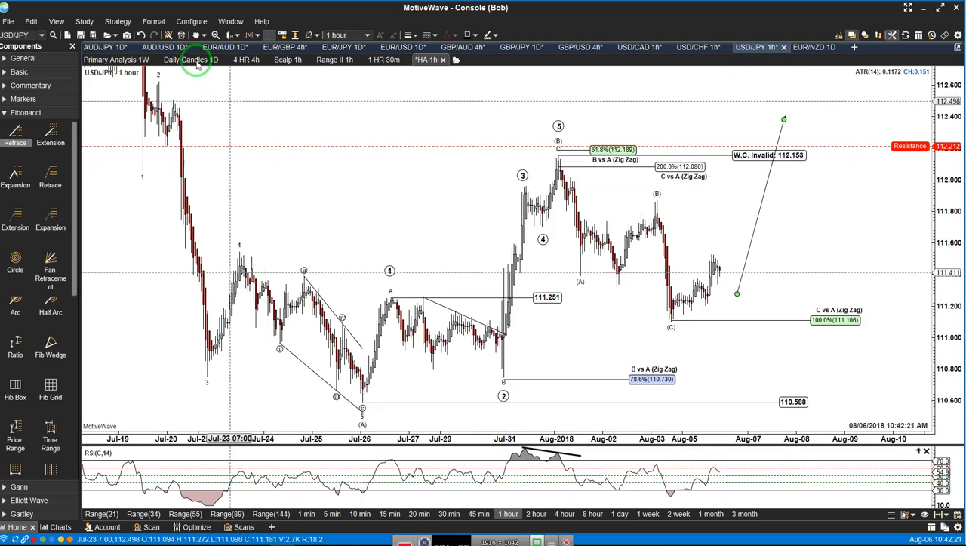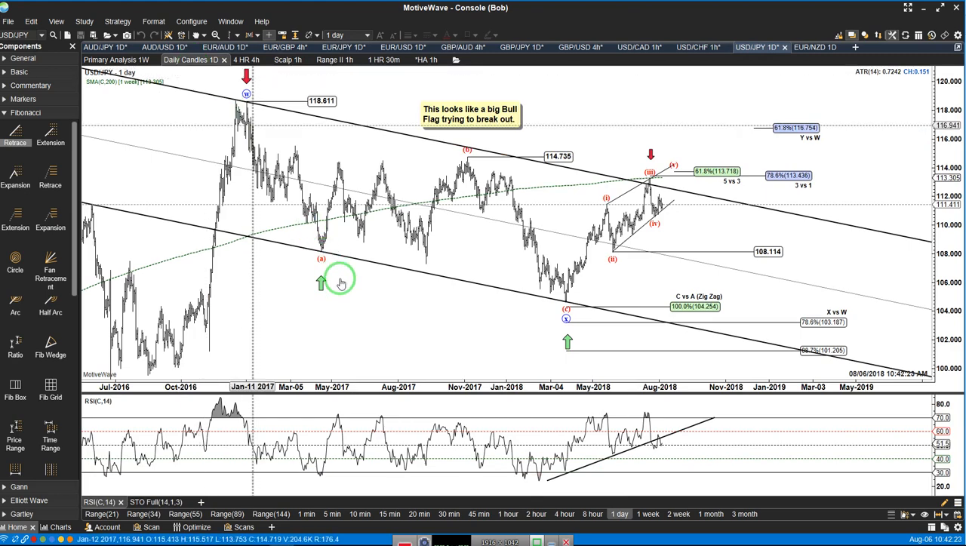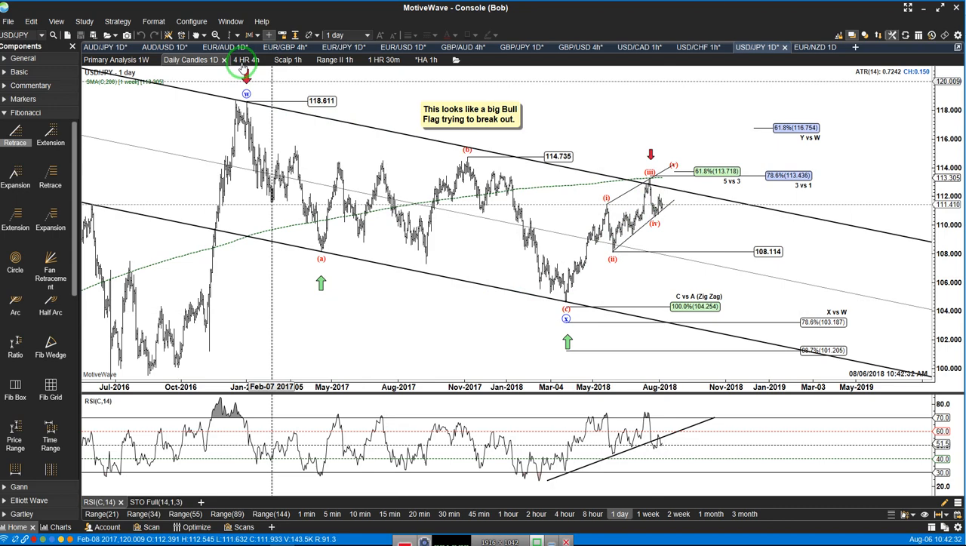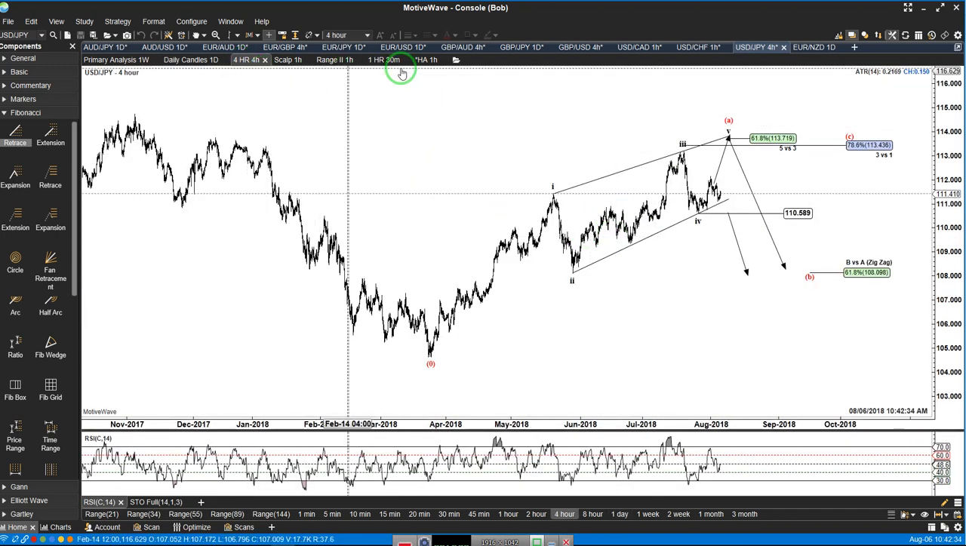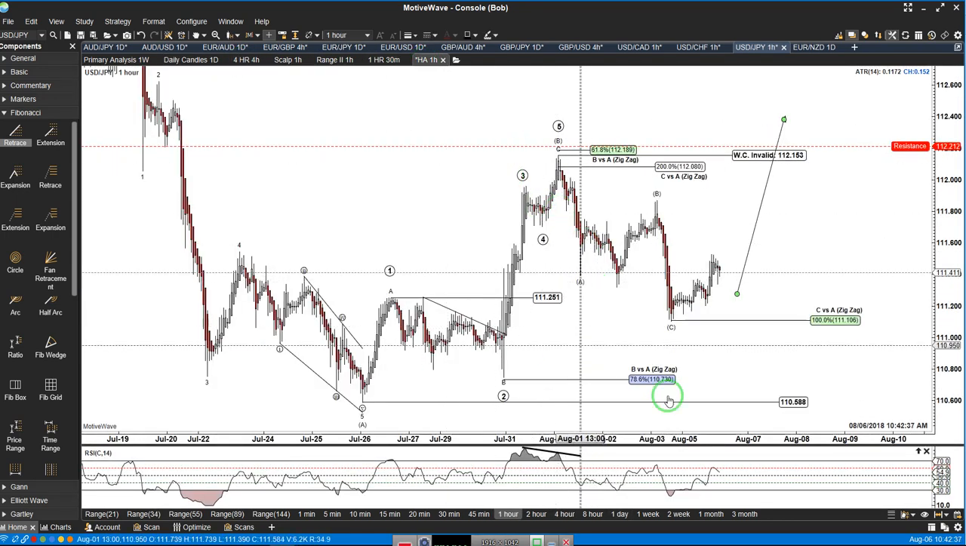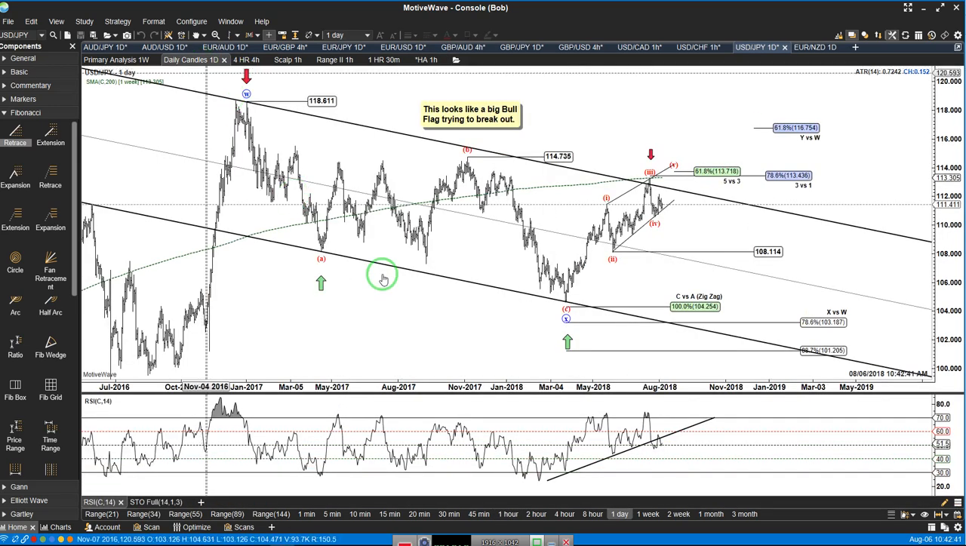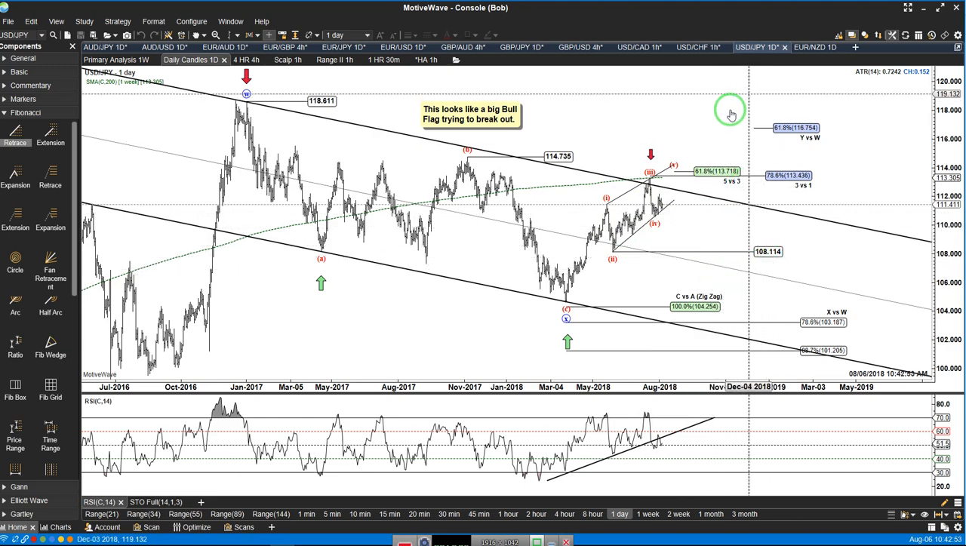Dollar yen is kind of in no man's land as well. We got 3 waves up. As long as we hold above this 105.1 area, the 58.8 is what it is. This leading diagonal is still in play. We got 1, 2, 3, 4, 5. Then we'll look for 3 waves back, probably down to 108, and then higher from there.